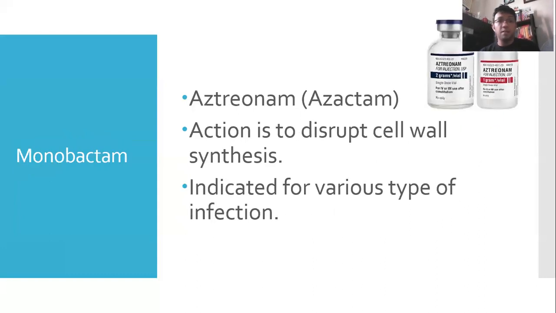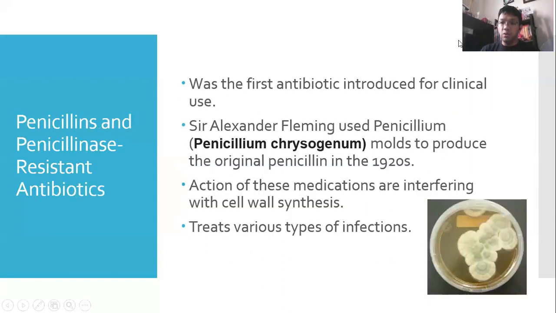Now we go to the monobactam antibiotic. There's only one generic name for this. We have aztreonam or Azactam. The action is to disrupt the cell wall synthesis, so again, it will weaken the cell wall, leading to the leakage of the bacterial cell contents. So it is bactericidal, and it's indicated for various forms of infection as well. These are the monobactam antibiotics. An example is Azactam.